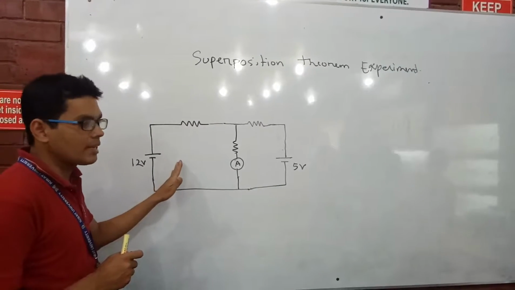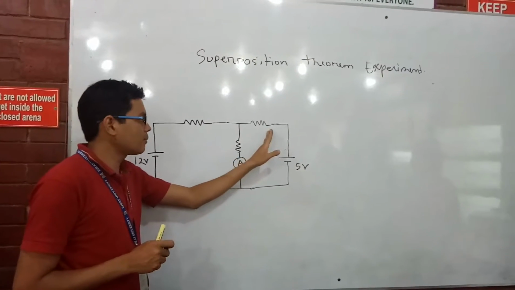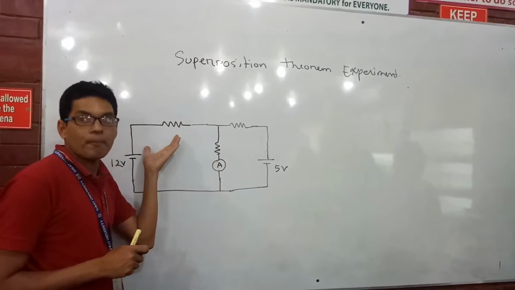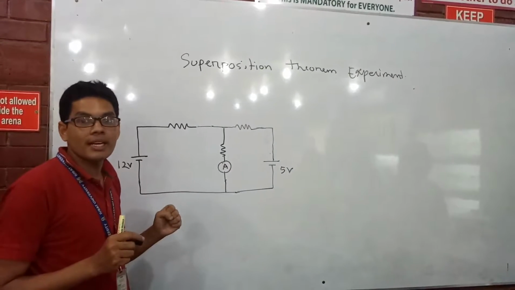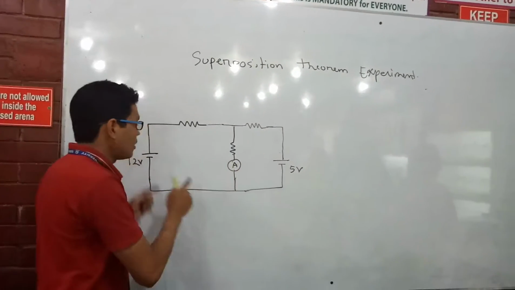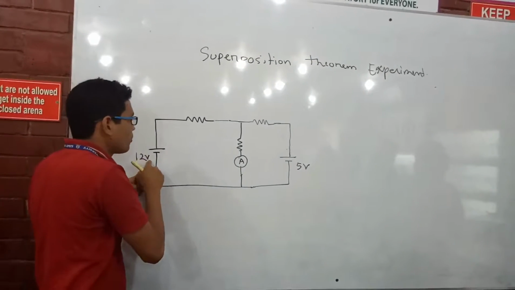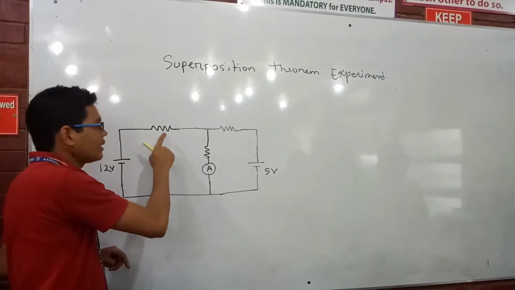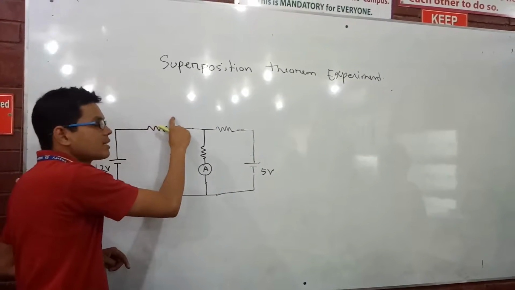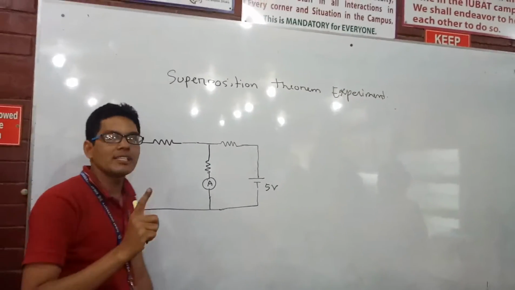Superposition theorem says that in any branch, like this is one branch, this is another branch, there are three different branches, right? So, at any branch, the resultant current, why do we call it the resultant current? Because there are two different sources, and for each source, there is a current. In this branch, for the 12 volt source there will be a current, for the 5 volt source there will be a current, right? How many currents are basically flowing here? Practically one current is flowing.